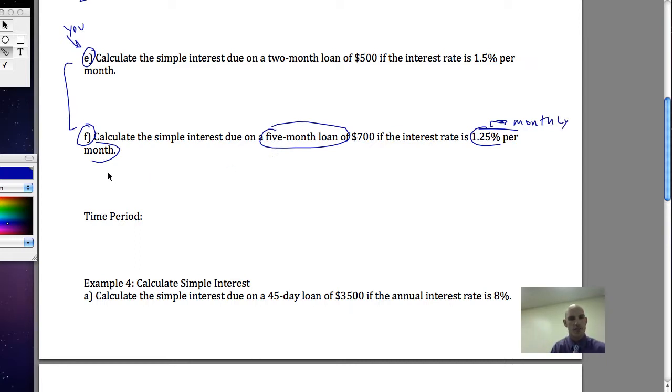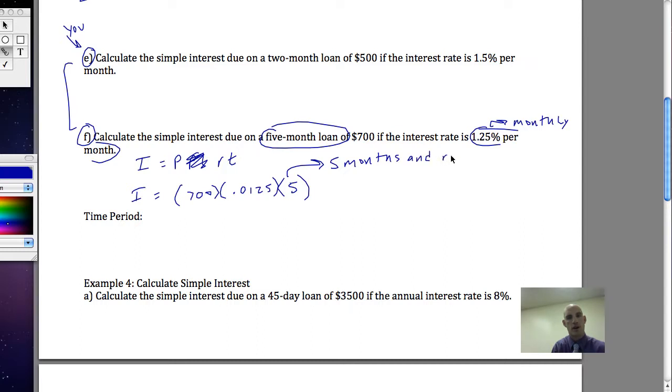So let's look at this. Interest equals PRT. My principal is 700. My rate is 0.0125. And my time is 5, 5 months. And the rate is monthly. So it's 5 months and my rate is monthly.